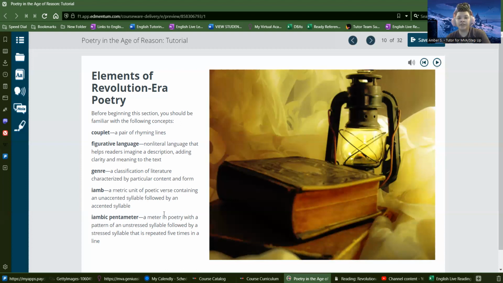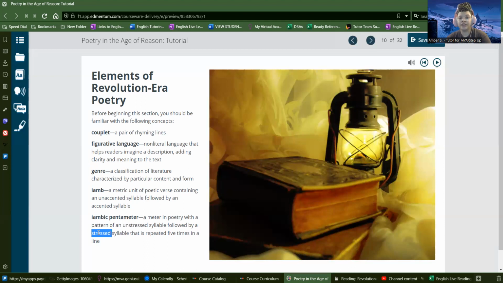An iamb is a specific measure of sounds in a word or in a group of words. An iamb is specifically when you have a short sound followed by a long sound. The way that they put this academically and professionally is unstressed for short and stressed for long. So an iamb is when you have a group of two syllables where the first one is short or unstressed and the second one is long or stressed.